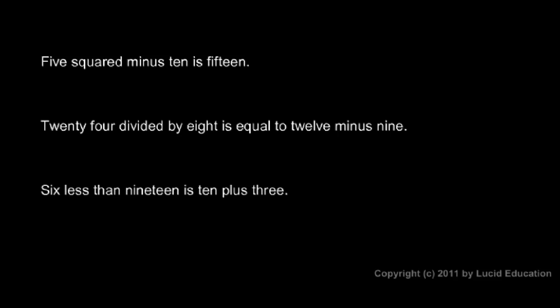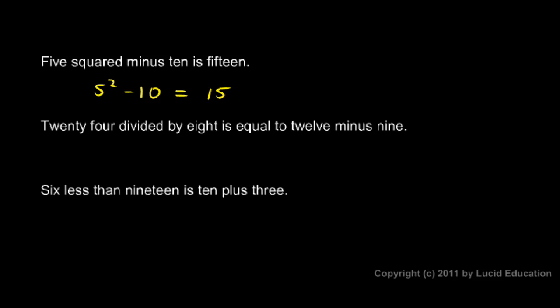5 squared minus 10 is 15. Okay, 5 squared, let's write that. 5 squared minus 10, we just say minus 10, and "is" means equals, is 15. And you can look at that and read that equation much like you would read the English sentence above it. 5 squared minus 10 is 15.